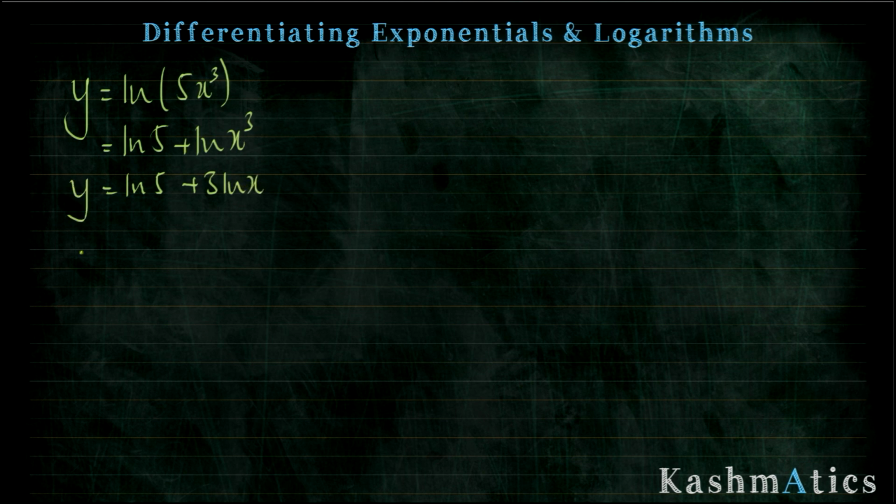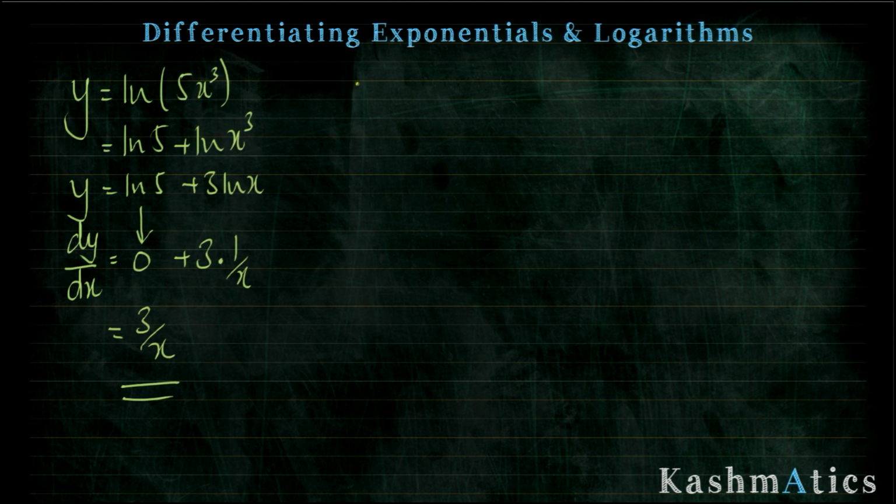So remember, this is y. I've not differentiated it yet. Let's differentiate it now. dy by dx, that just becomes a 0. Remember, that's just a constant, plus 3 times the derivative of ln x, so that'd be 3 multiplied by 1 over x, leaving me with just 3 over x. Okay, so that's the first way to differentiate that.